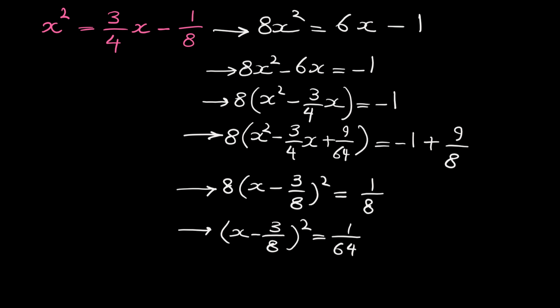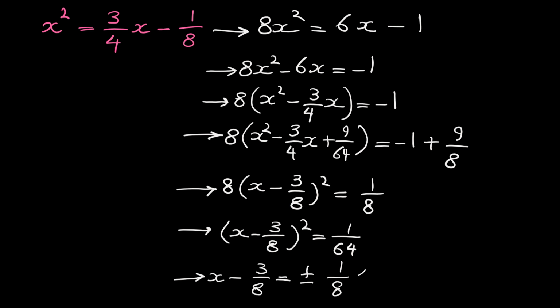Now we are ready to finish this question. Take a square root from both sides. By taking a square root from both sides of this equation, we have x minus 3 over 8 is equal to, this is 8. x minus 3 over 8 is equal to plus minus 1 over 8. A square root of 1 over 64 is 1 over 8. A square root of 1, a square root of 64, 8. And don't forget plus minus.